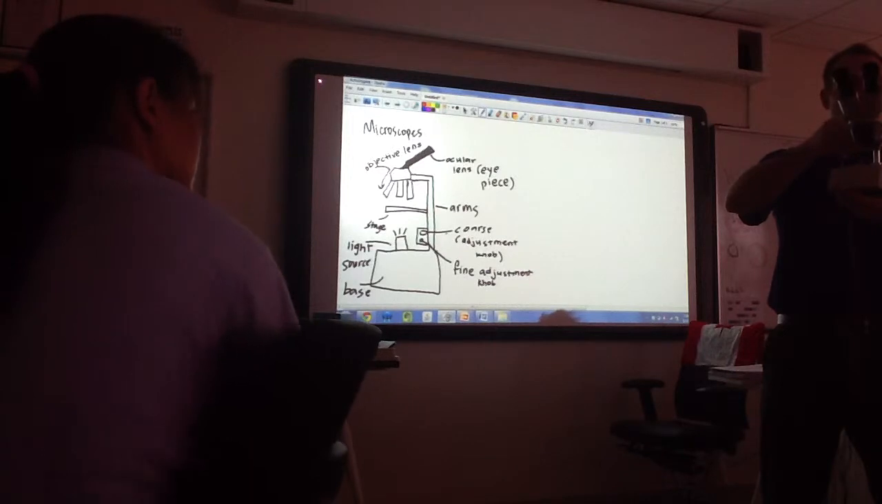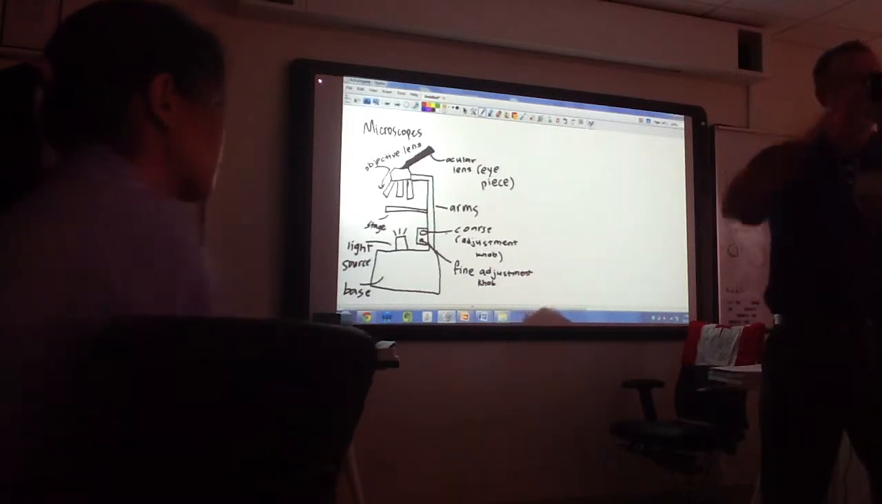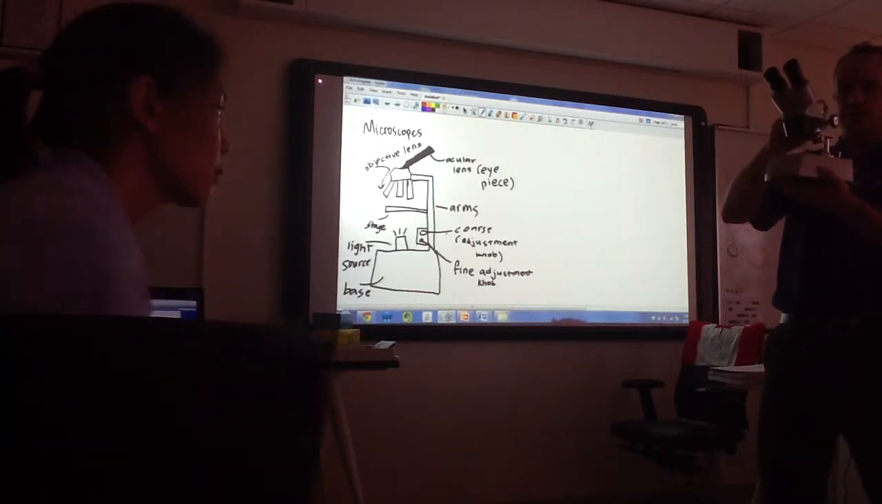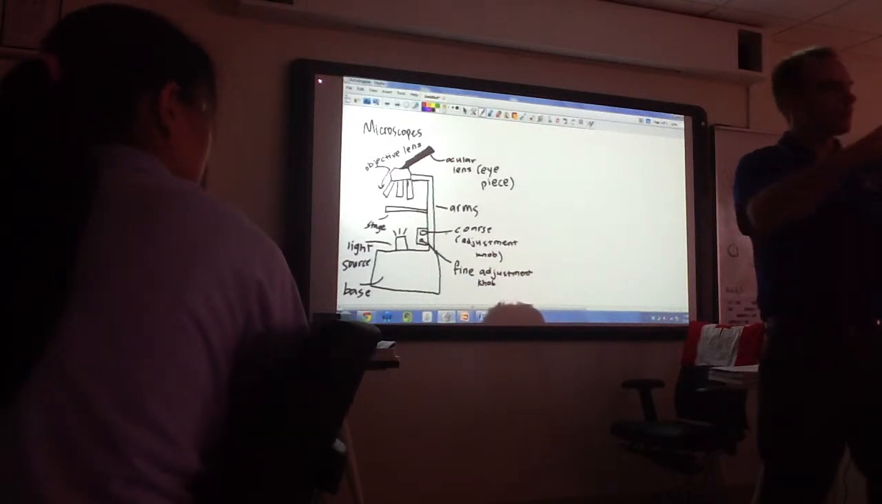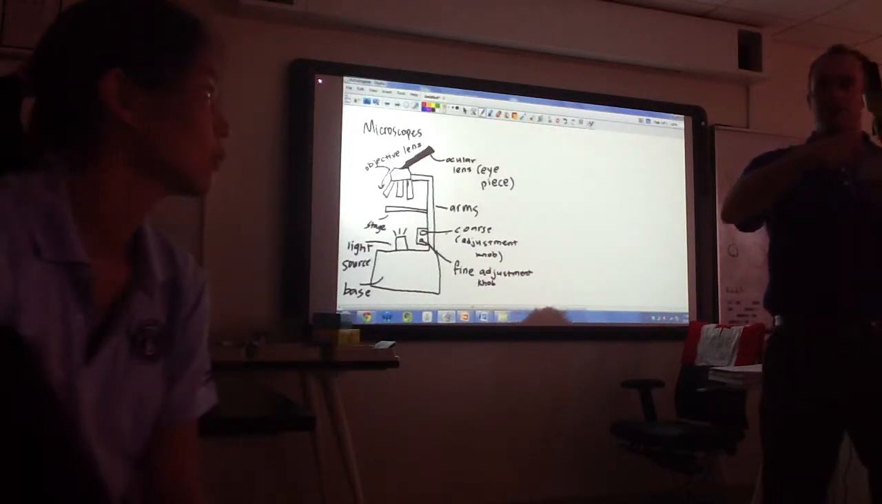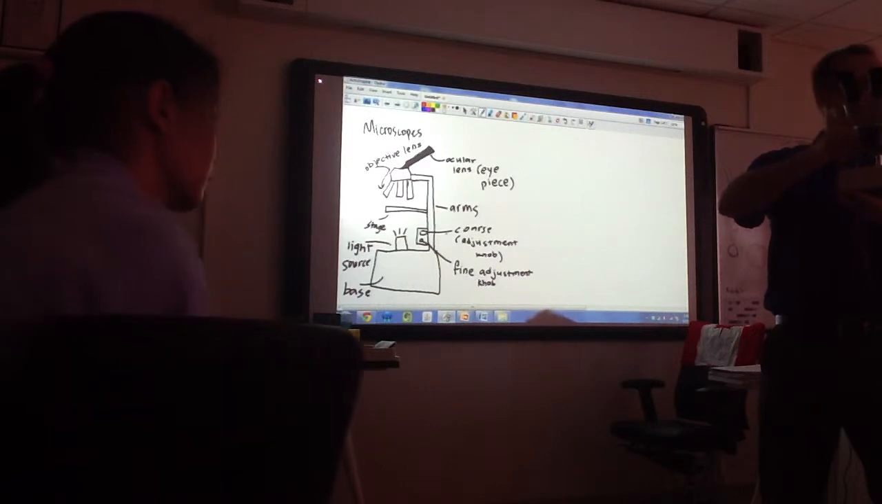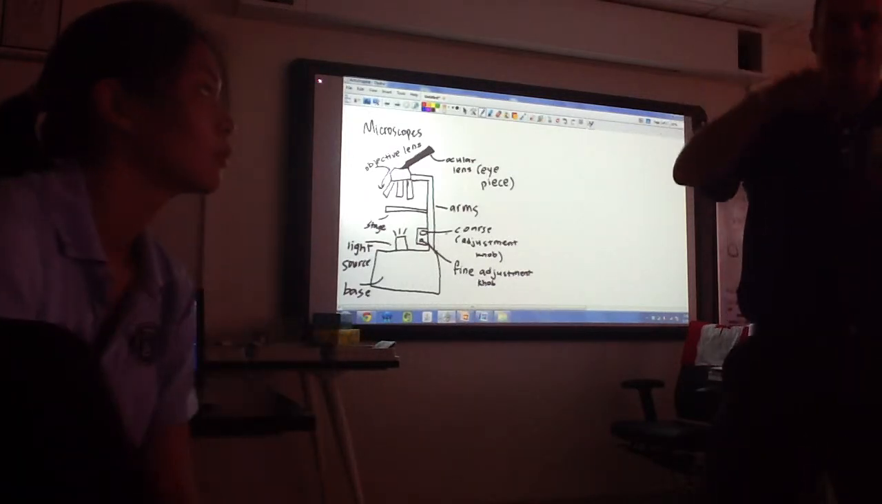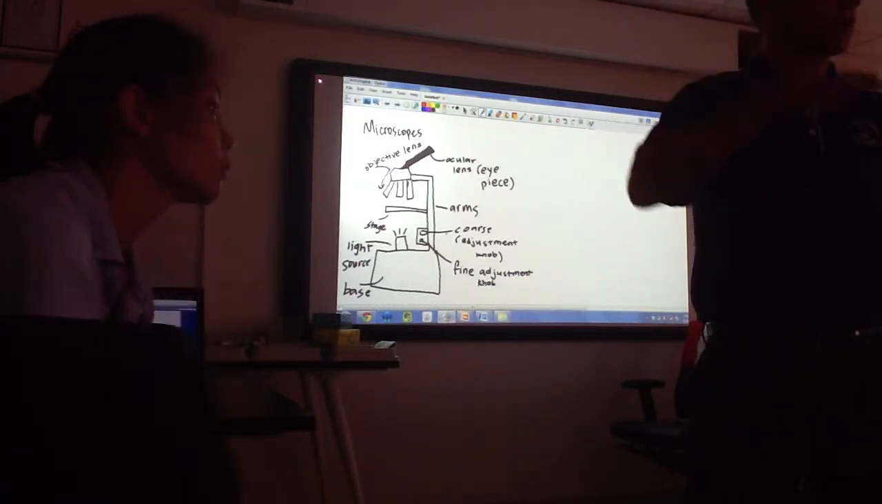So our adjustment knob now actually moves the entire setup on top, but it's the same idea. It's just making the lens closer to wherever you have the specimen, or farther away. And that's all. What we're trying to do is get everything in the focal plane so that we can see it with good detail.